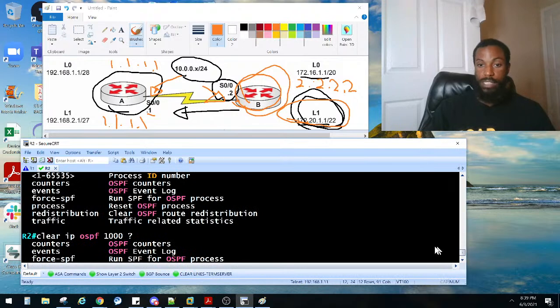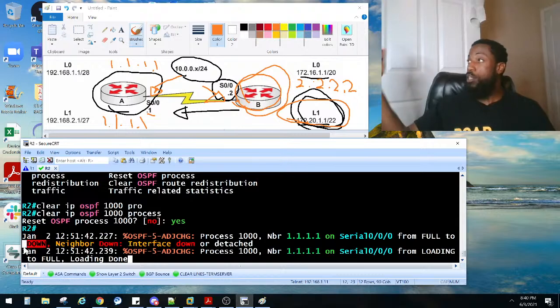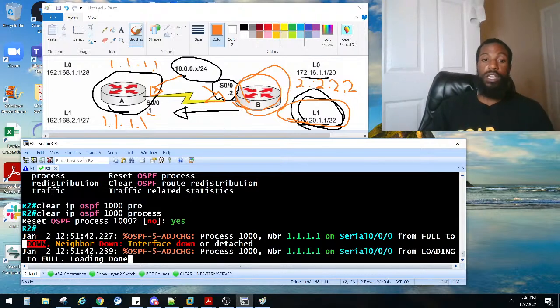I'll show you just the quick process, not the full process. See? It went from full to down, right? I'll pull up a white paper now and I'll show y'all the states. So it went from full to down, and then it went from loading to full, right?